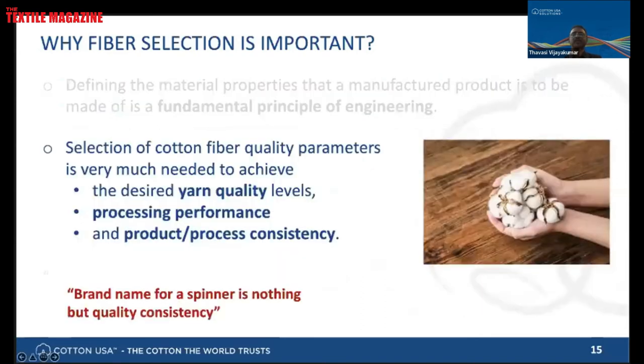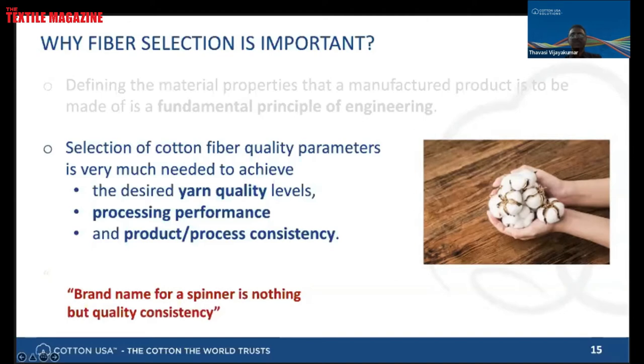As a spinner who used bale management and cotton parameter selection for more than 25 years, I personally and confidently say that selection of cotton quality parameters is the most critical activity in any spinning mill. It is essential to achieve the desired yarn quality levels, processing performance, and consistency in process and product with minimum cost, which will give you minimum compliance. If you think logically, spinning technology for a spinner is all about selecting process parameters according to the raw material parameters. The brand name for a spinner is nothing but yarn quality consistency.